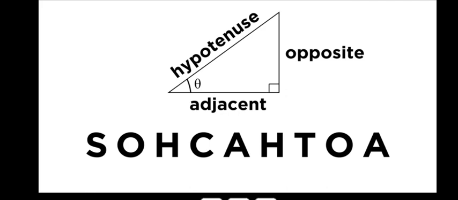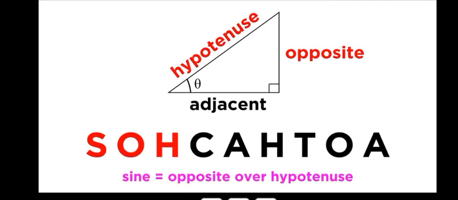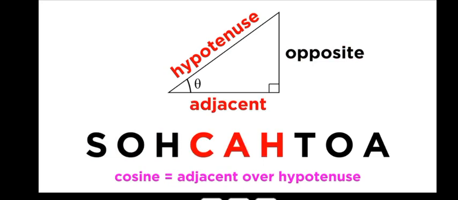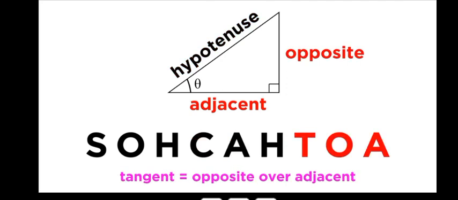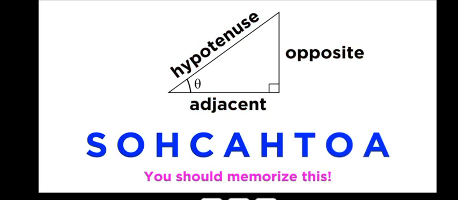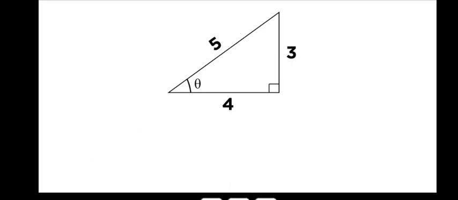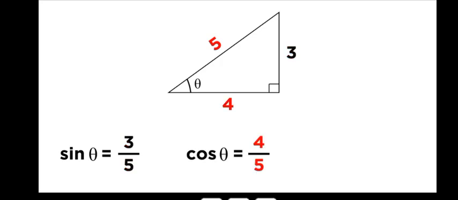These letters stand for sine, opposite over hypotenuse, and then cosine, adjacent over hypotenuse, and lastly, tangent, opposite over adjacent. Say it with me one more time. SOHCAHTOA. Looking at this triangle with sides of length 3, 4, and 5, sine of theta must be 3 over 5. Cosine theta is 4 over 5, and tangent theta is 3 over 4.